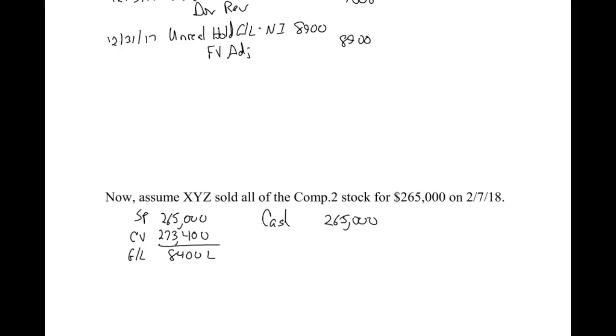$265, and then the loss of $8,400, and we're going to take the equity investment dash company 2 off the books at its cost. All right, so they say let's not worry about that, and let's just wait to the next balance sheet date and we'll catch everything up. Okay, so it's just different ways of looking at it.